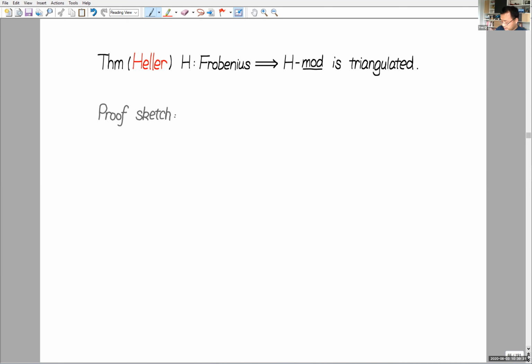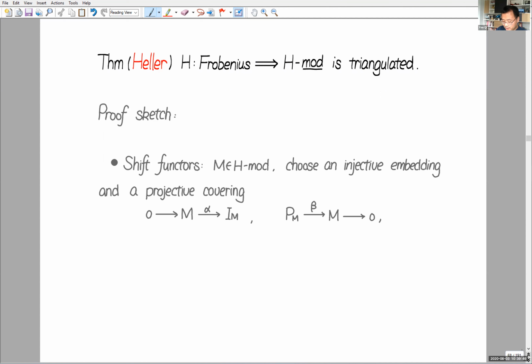I just want to point out how you define these basic structures on the right-hand side. So for instance, how you define shift functors on H representations. So if you have any module M in H mod, you choose an injective embedding and a projective covering of M, so alpha and beta, H intertwining maps. So they lie in the H mod category. And you take respectively the cokernel and kernel of these maps to define shift by one and minus one. And then an exercise for you is to check that, in particular, if H is K[d]/(d^2), this agrees with the usual homological shift. And furthermore, this is actually independent of choices of injective embedding and projective covering when you pass to the stable category.